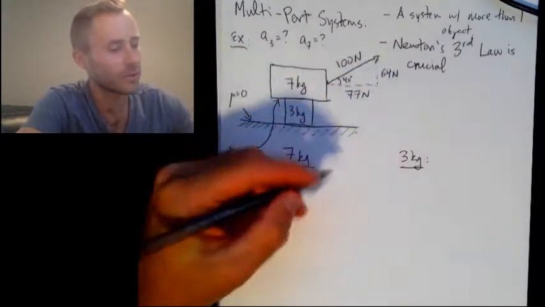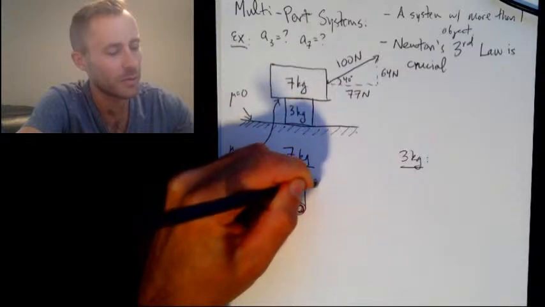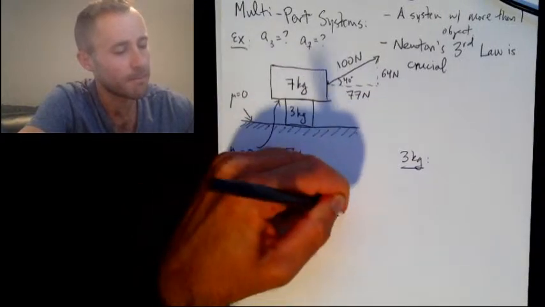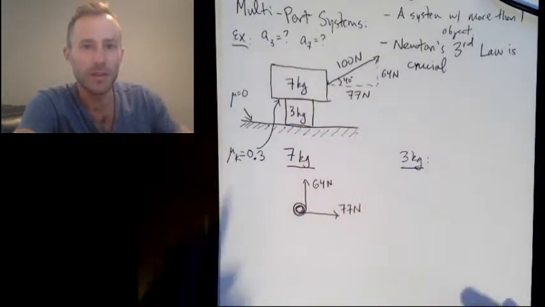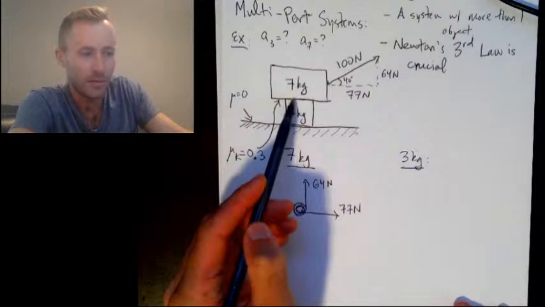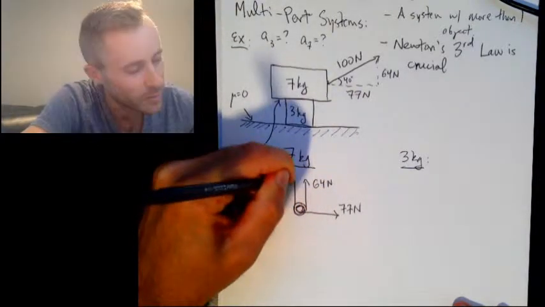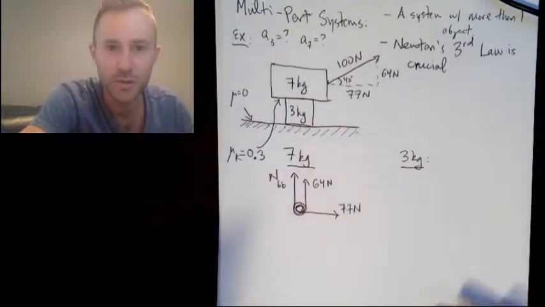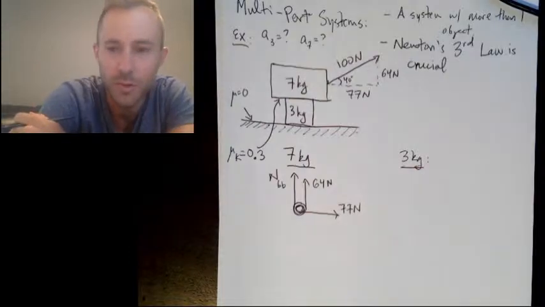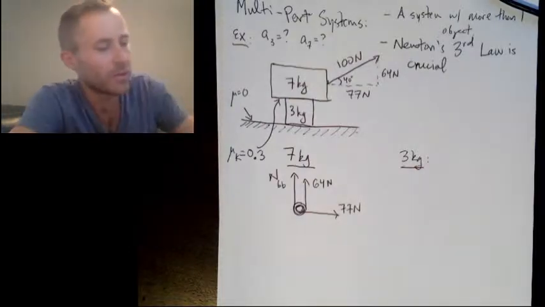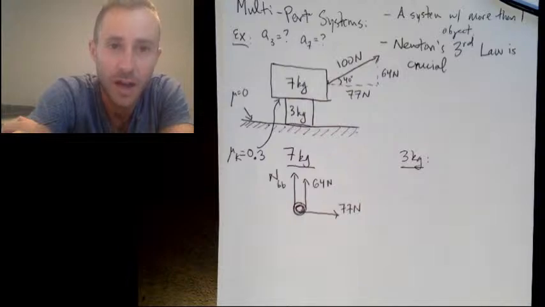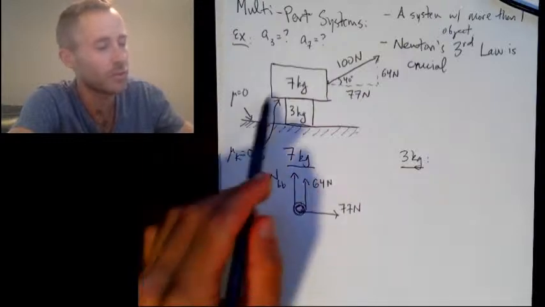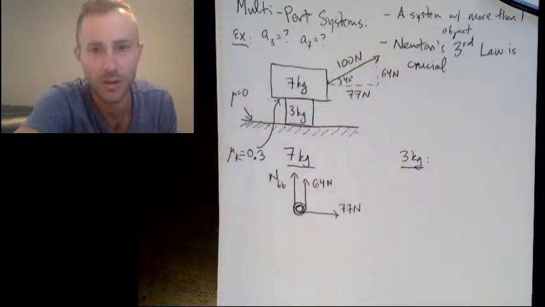The 100 Newton force is like a 64 Newton force going up and a 77 Newton force going to the right. It is sitting on top of the 3 kilogram block, so there's an upward normal force. I'm going to call it N sub BB, for between the blocks. Normal force between the blocks. The 7 kilogram block does not have a normal force from the ground because it's not touching the ground. It only has a normal force from the 3 kilogram block that it sits on top of.